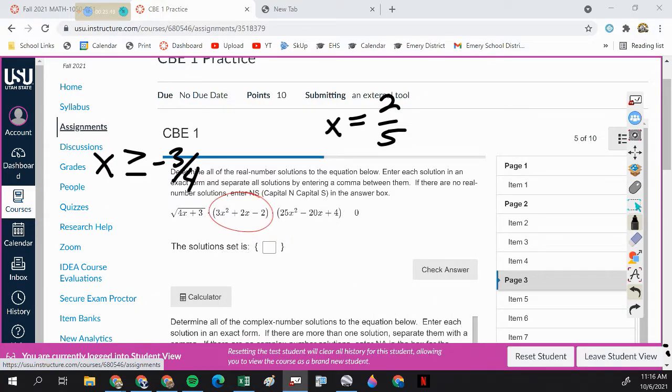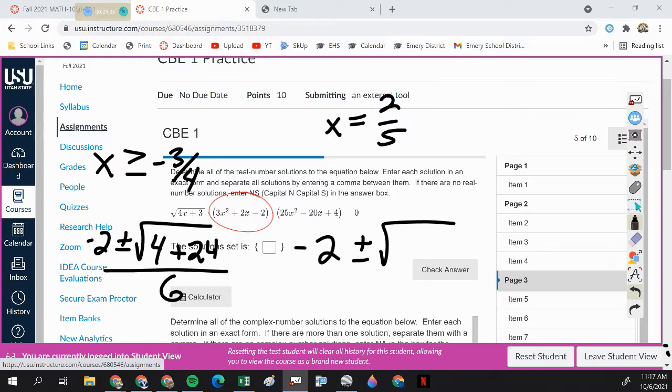We need to do a quadratic formula here. Negative 2 plus or minus the square root of 4 minus 4 times 3 is 12 times negative 2 is plus 24 over 6. Did I do that right? What did I mess up? Do you have a question? Oh, you got it? Okay. All right. Negative 2 plus or minus the square root of 28 over 6.